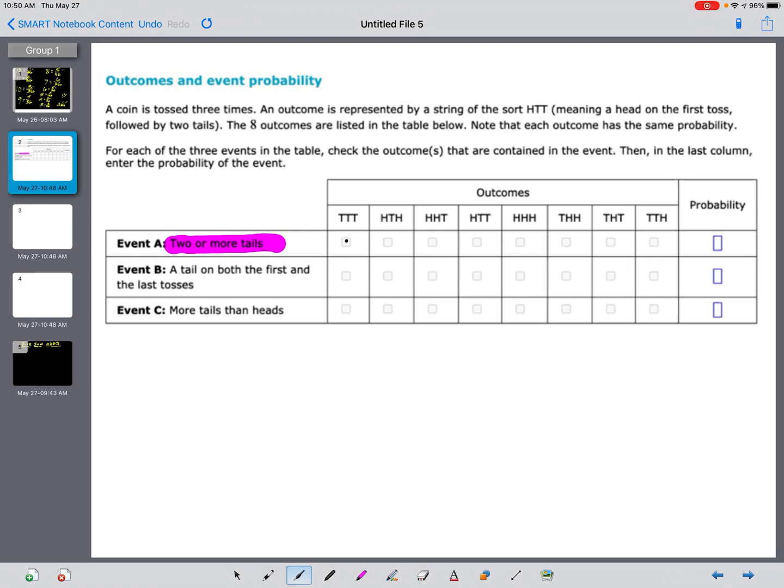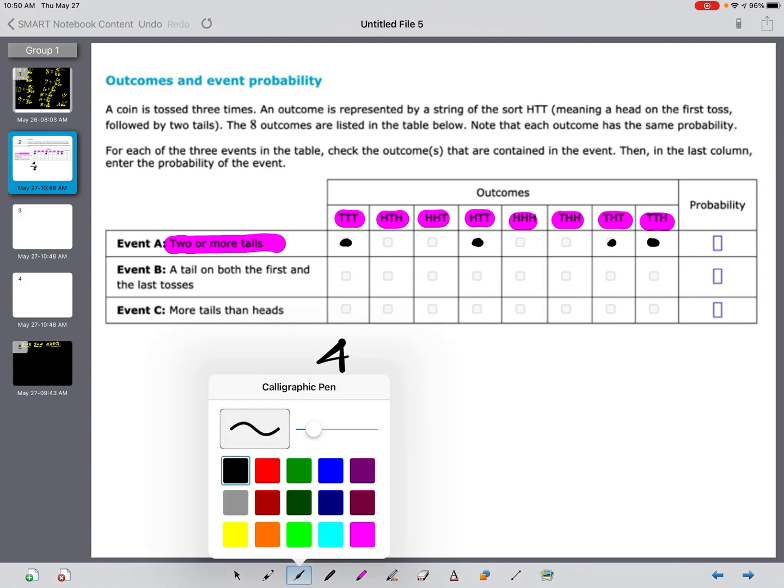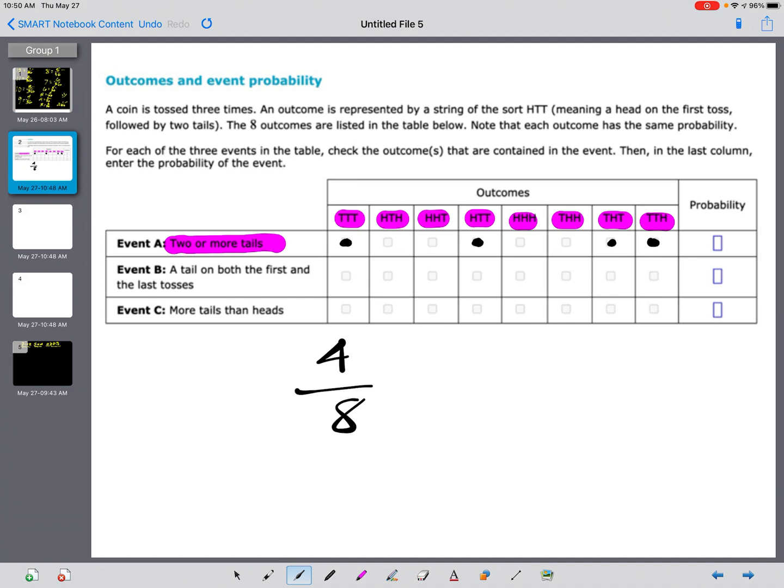The first one is 3 tails, so we're going to include that one. The second one only has 1 tail, so we do not include that. So we skip over to HTT, since there's 2 tails there. Skip down to THT and TTH. All right, so that's going to be 4 outcomes out of, let's count them up, 1, 2, 3, 4, 5, 6, 7, 8. No surprise. So 4 out of 8 outcomes have 2 or more tails. And so we can use that as our probability, or just write 1/2 as our simplified probability, or even 50%. Any of those are acceptable.